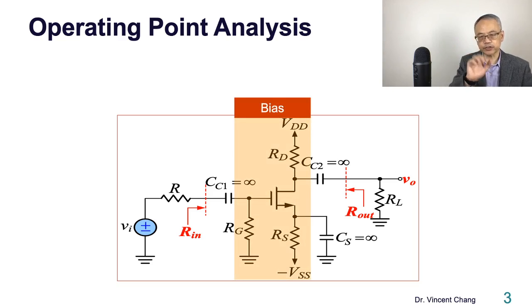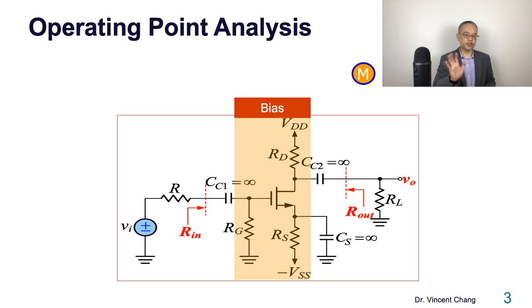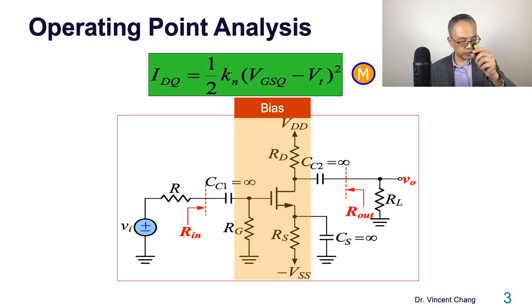So here's the bias circuit. Ask the device, what's your opinion? What's your characteristic? The answer: the square law. The transistor has to be biased in the saturation region. So the relationship between the drain current and VGS follows the so-called square law: ID equals half Kn times (VGS minus threshold voltage) squared.